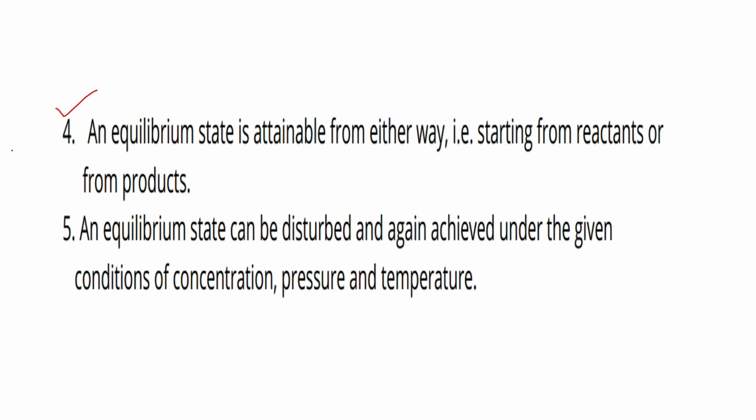The fifth and last point of the dynamic equilibrium is that an equilibrium state can be disturbed and again achieved under the given conditions of concentration, pressure and temperature. It means if we disturb the conditions, we disturb the balance of the dynamic equilibrium. These disturbances could be due to concentration, pressure, temperature or volume, etc.